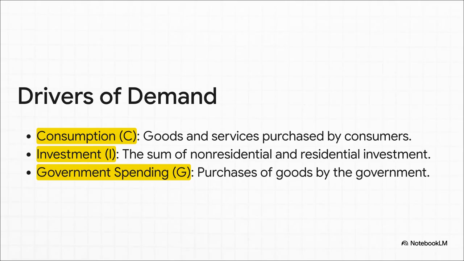Now, for our model, we're going to keep things simple and focus on what's called a closed economy. That just means we're going to set exports and imports aside for a moment. So that leaves us with three core drivers of demand. First up is consumption, which we call C. That's all the stuff we buy. Second is investment, I. Think of businesses buying new machines or putting up new buildings. And third, there's government spending, G. Everything the government purchases. You add them all up, C plus I plus G, and you get the total demand for goods in the economy.